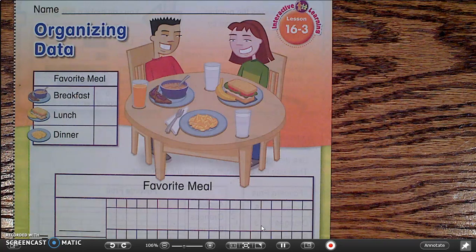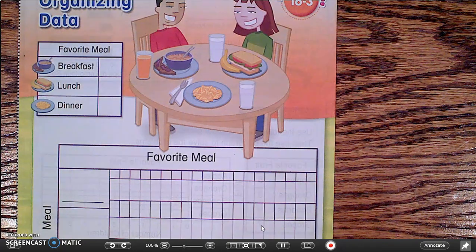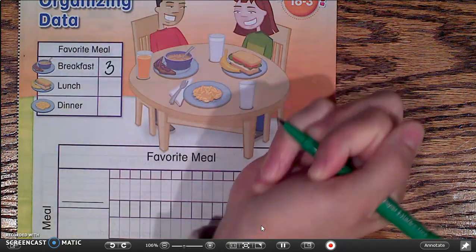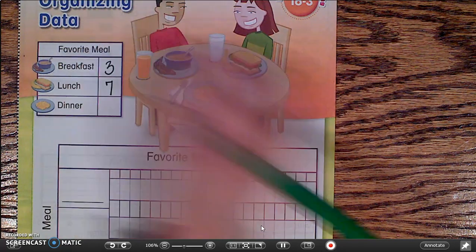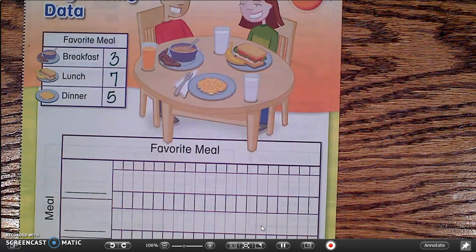Since we're not together and I can't collect data ahead of time, I'm just going to make up some fun numbers. Let's say 3 people like breakfast, 7 people like lunch, and 5 people like dinner. Please write that down.